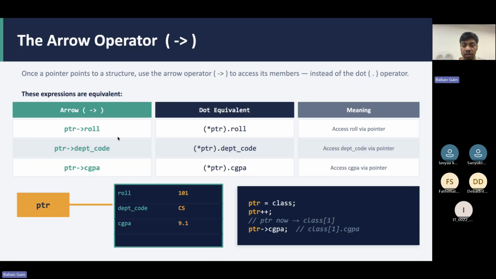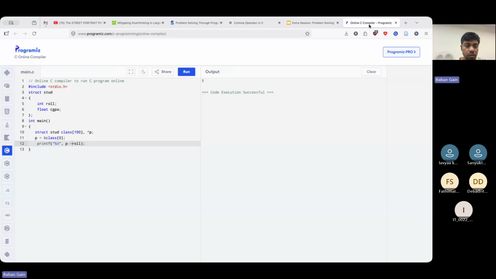So let's say if I write it like this, star p dot roll. This will not work, because p dot roll will come first and then it will try to dereference. That is not acceptable. We want p to dereference first, and only then can we get the roll. Okay, so then it will give some output.